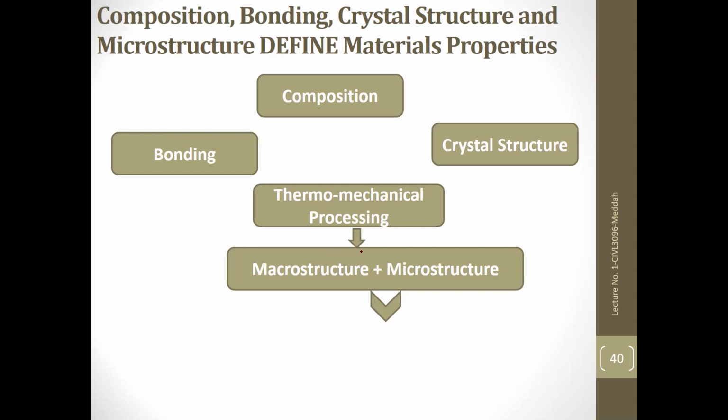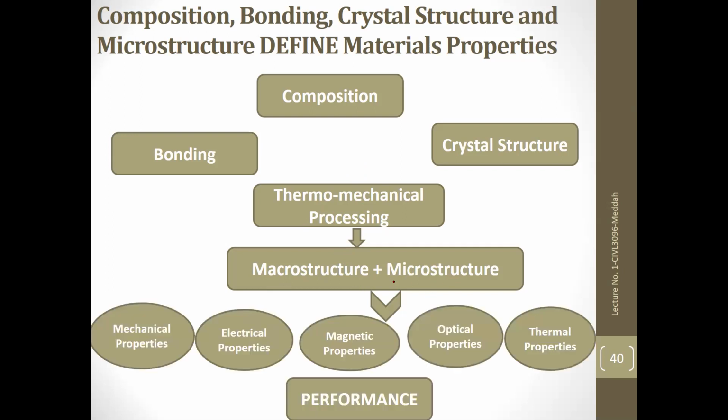And the thermomechanical processing will, of course, induce changes in the macro and microstructure of the material. And any change in the macro and microstructure of the material will definitely affect the mechanical properties, electrical properties, magnetic properties, optical properties, thermal properties, and any other properties that you may think about related to the material. And all of these together make a change in the performance of the material, or affect the overall performance of the material.